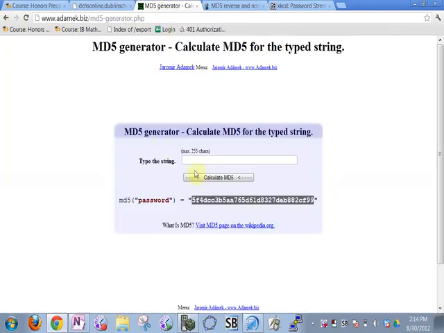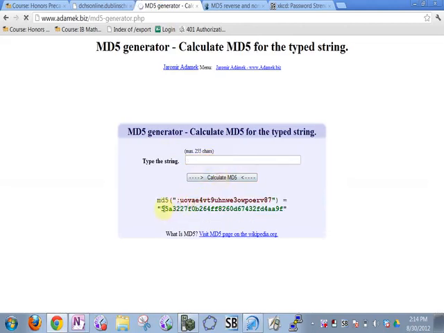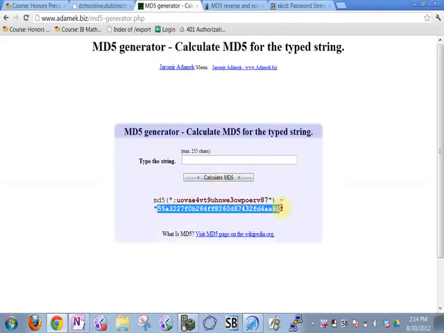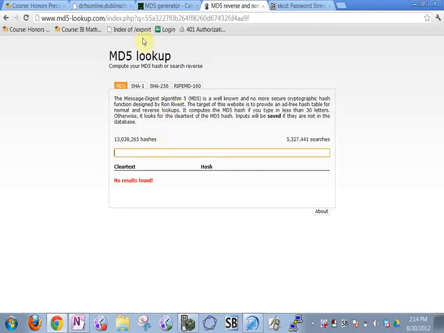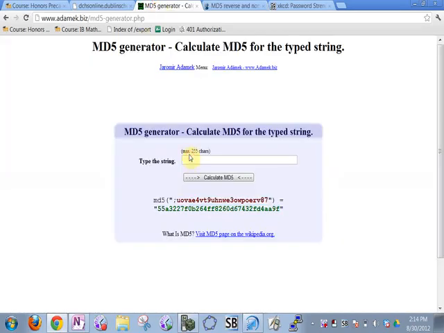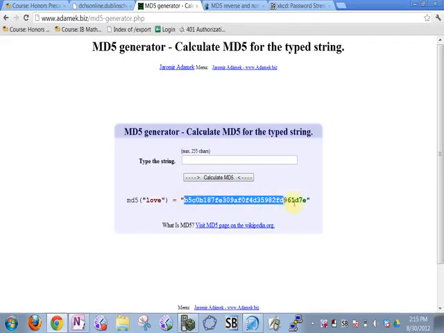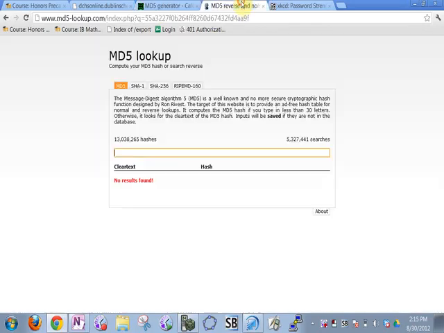So let's see. Do they have that? Do you think that's one of the 13 million they have in there? No, no results. What's a common password people love to use? Password 1. Password 1. Is that your password? Love. Think that's one of the 13 million? Yep.